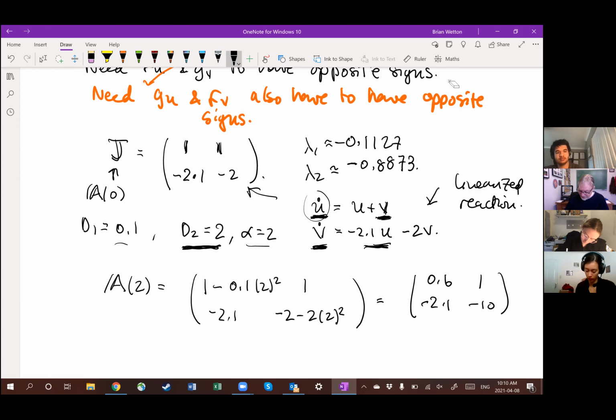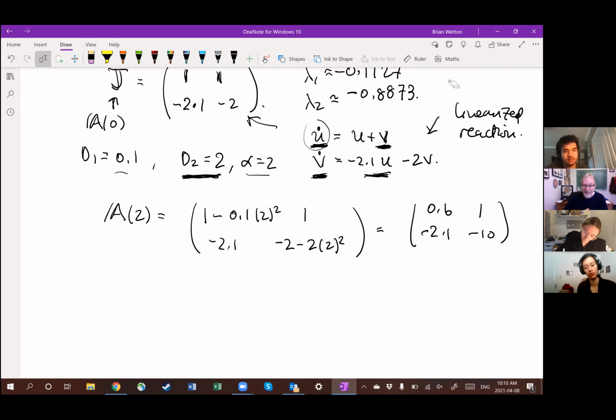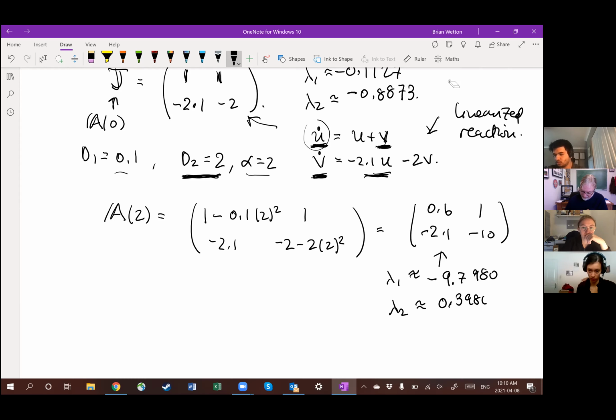right? And you can see now that the trace is negative, but the determinant is also negative, okay? So now you can see that things have not remained stable. So I've got lambda 1, I've got a big negative eigenvalue, but I've also got a positive eigenvalue. Right, so this is unstable.